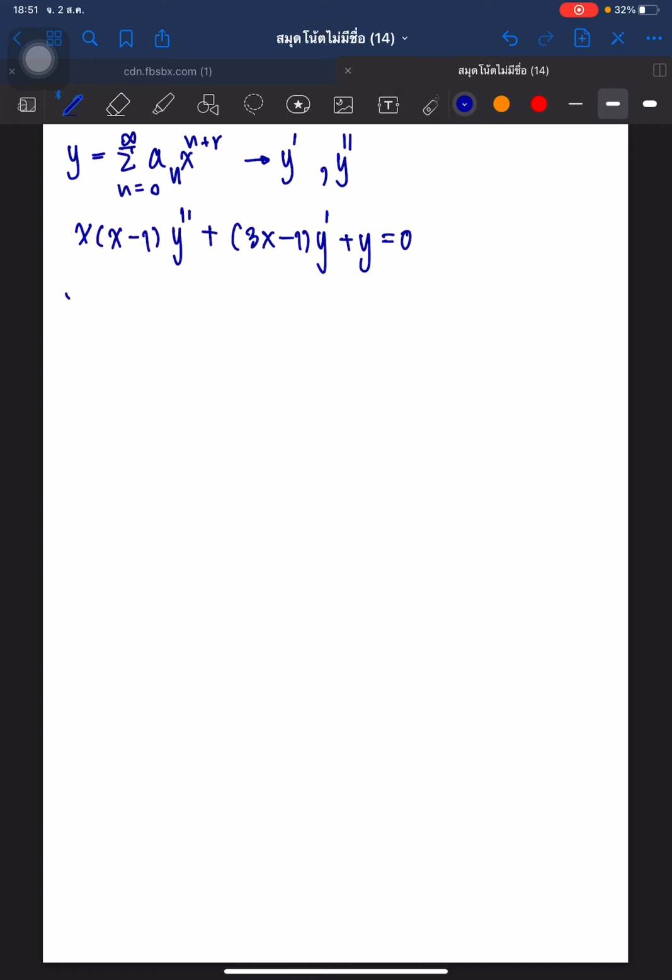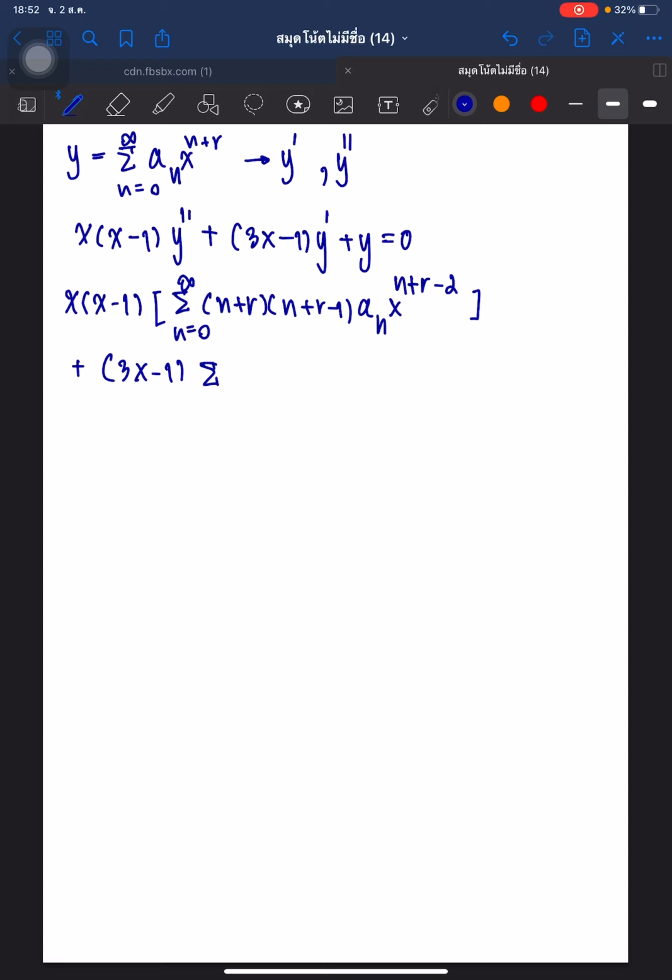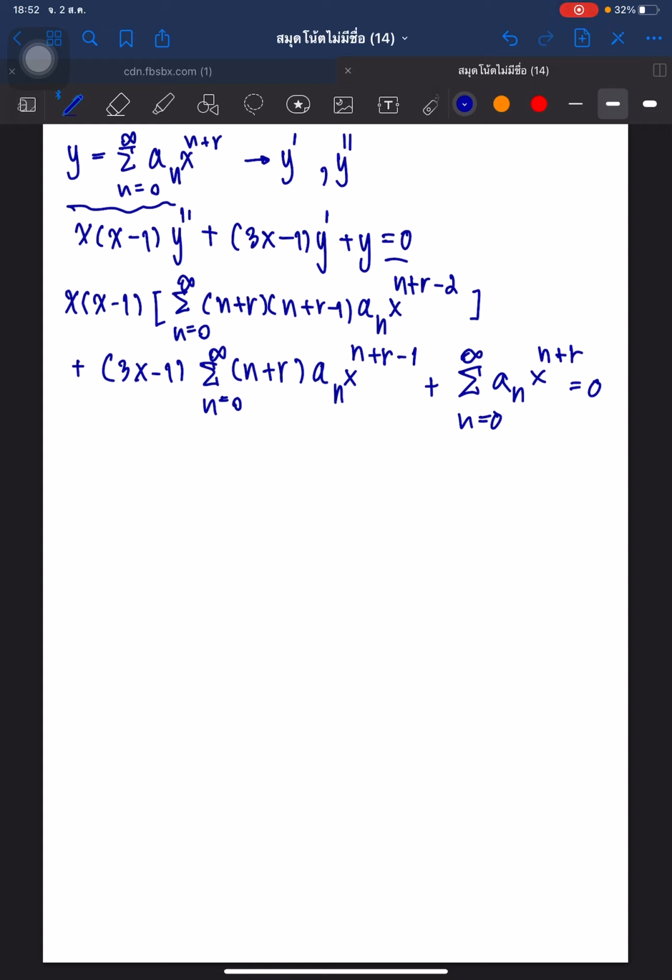Okay, after we substitute, we get y double prime with differentiation in the second term: the sum from n equals 0 to infinity of (n plus r)(n plus r minus 1) a_n x to the n plus r minus 2, plus this term, y prime is the sum from n equals 0 to infinity of (n plus r) a_n x to the n plus r minus 1, and this y term, the sum of a_n x to the n plus r, equals 0. After that, we rearrange terms.